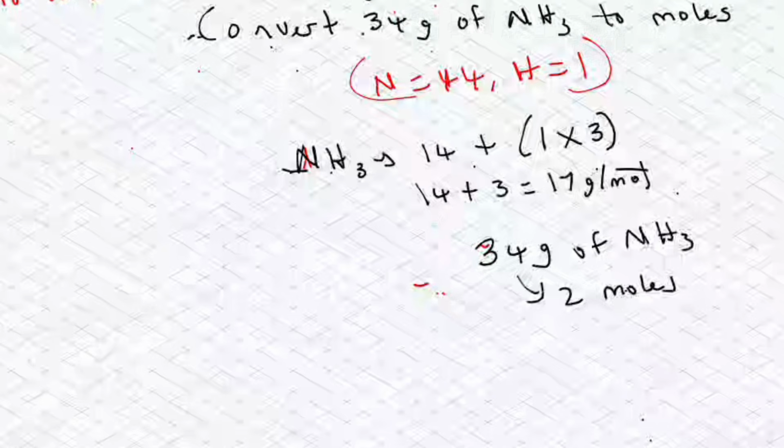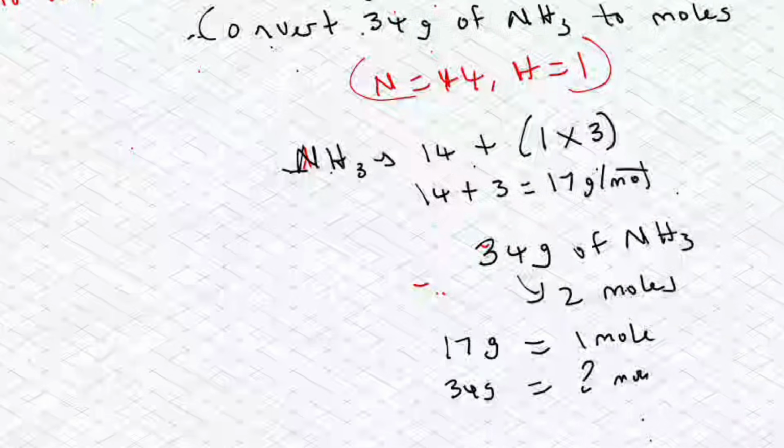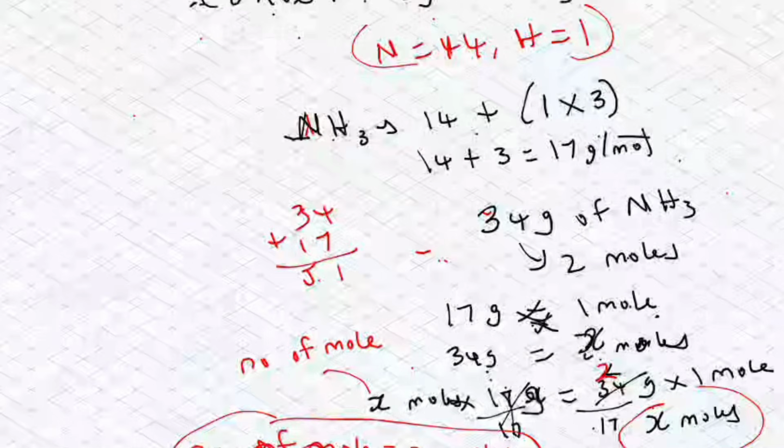So if we double the amount of grams we get, we also have to double the amount of moles we get. The easiest way to do it is to say if 17 grams is equal to 1 mole, then 34 grams will be equal to how many moles? Or let's say x mole, then you cross multiply. Then you say 17x is equal to 34 grams. Then you divide by 17, then you're going to get x moles. So this is another method.